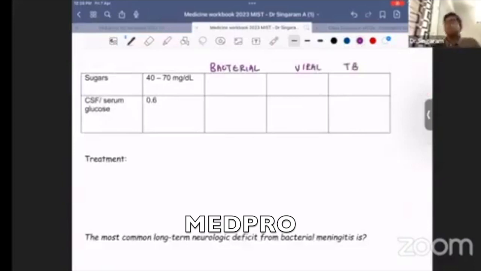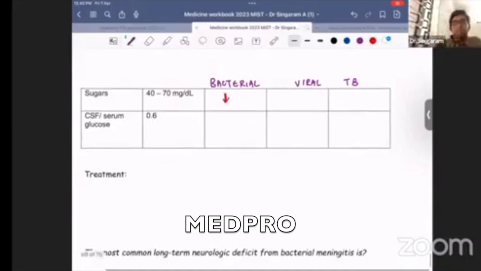What will happen in case of bacterial meningitis? Bacteria will utilize the sugar for its own metabolism, so the level would be decreased. And is there any name for this low bacterial sugar? It is hypo. Just a minute.